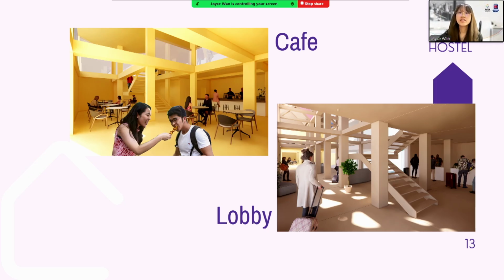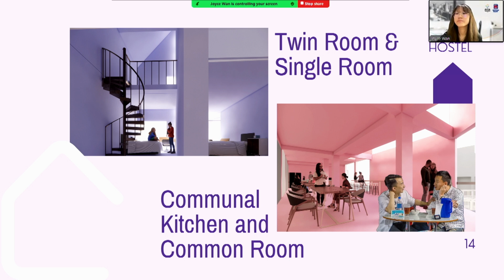So now let's take a closer look at the space within the house hostel. As you can see, this is the rendering of the cafe and lobby, where they are both located on the ground floor, providing service for both guests and locals. On the next slide, you can see the guest room and common area.